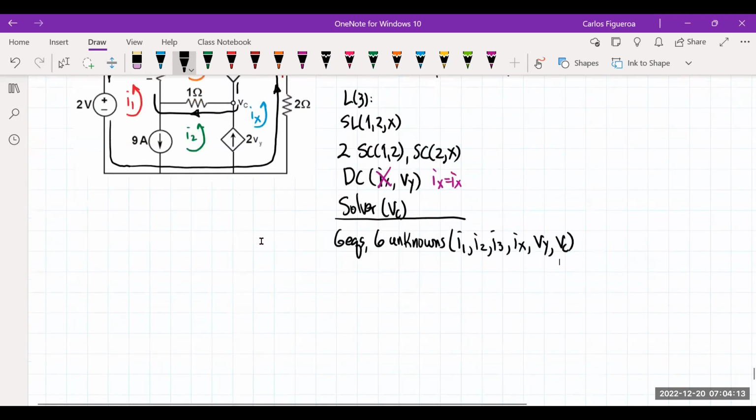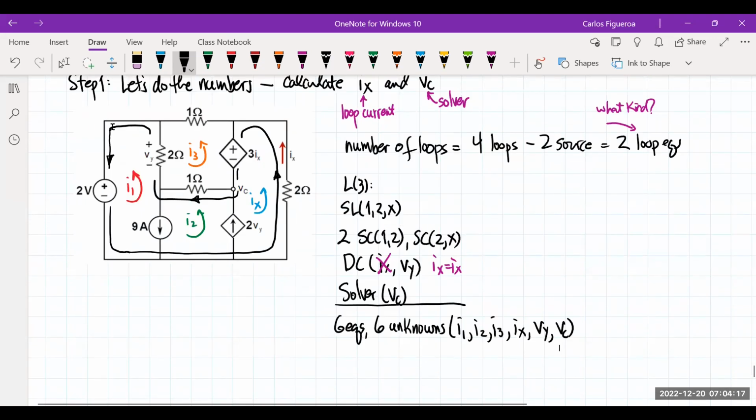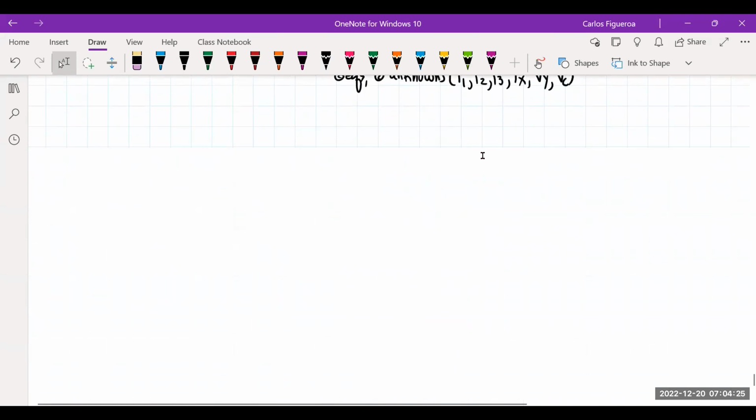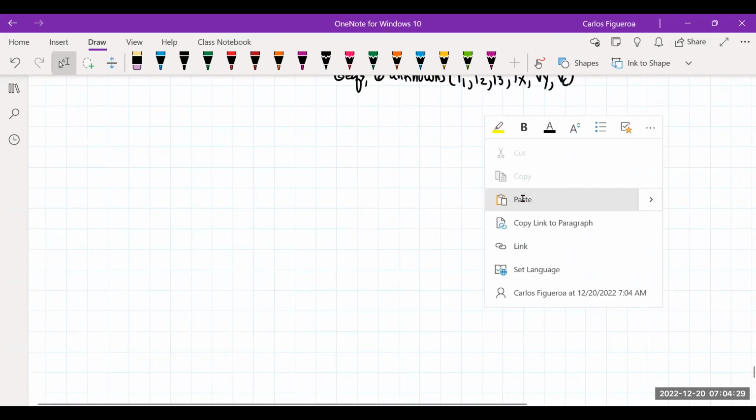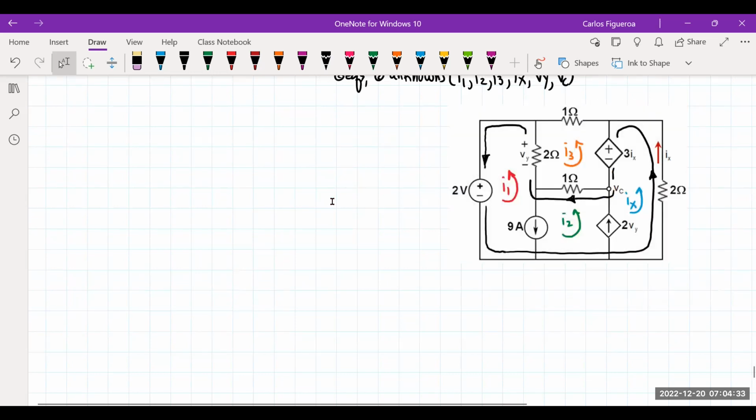So let's get started here. I'm going to have to put the circuit in again over here. So I think what I'm going to do is just highlight this, copy it, and bring it over here. It's just easier to write down the equations. Okay, here we go.